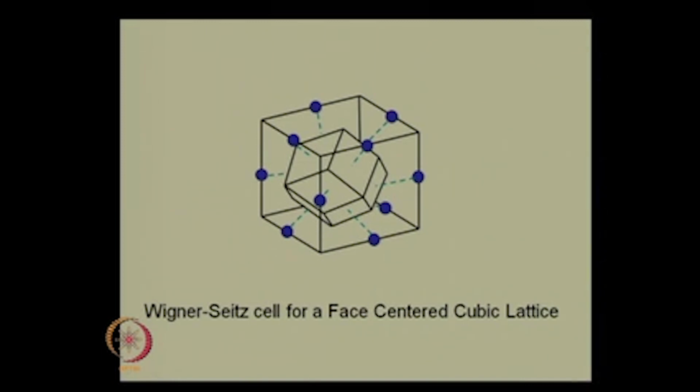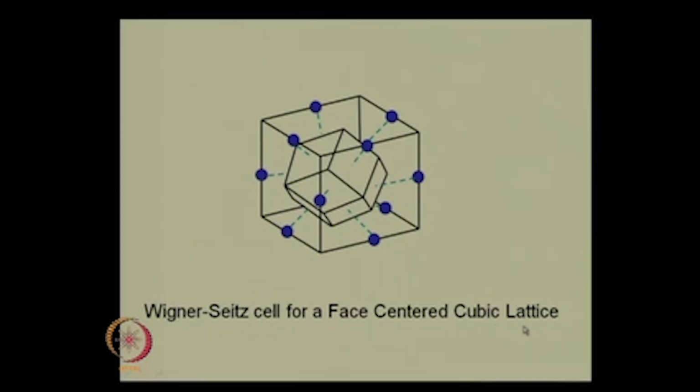So this is it, and we have done exactly the same procedure. We draw vectors which connect the central point to all these neighboring points, and we draw perpendicular bisectors to those vectors. Those perpendicular bisectors are planes, and they bump into each other along these lines. As a result you end up with some structure that is visible here.